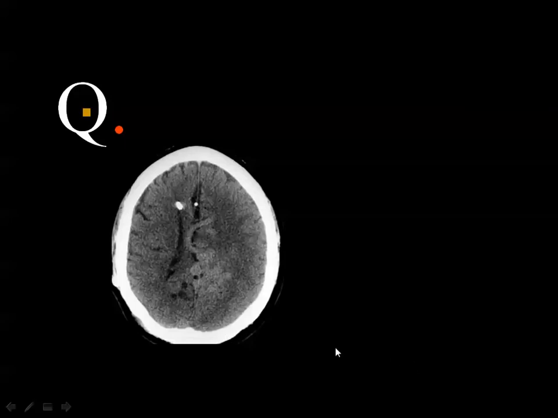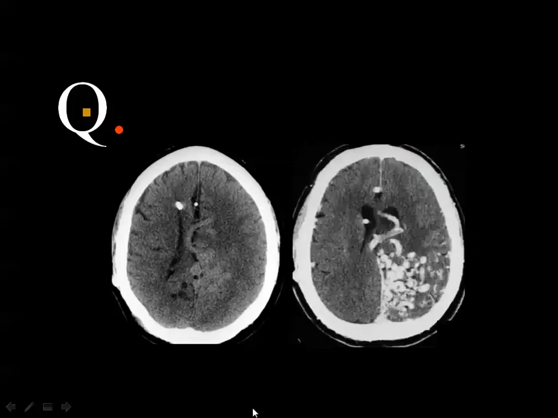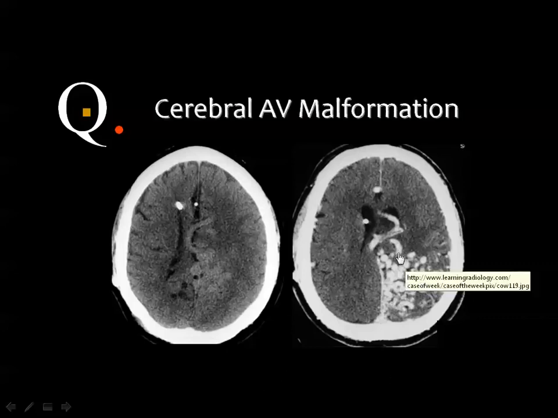Yes, this is a CT scan without contrast showing what looks like a vessel here. After injection of contrast, you see that this is... What is the diagnosis? Yes, an arteriovenous malformation with multiple dilated tortuous serpiginous enhancing vessels.